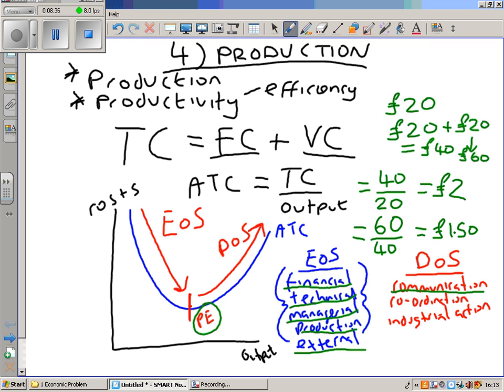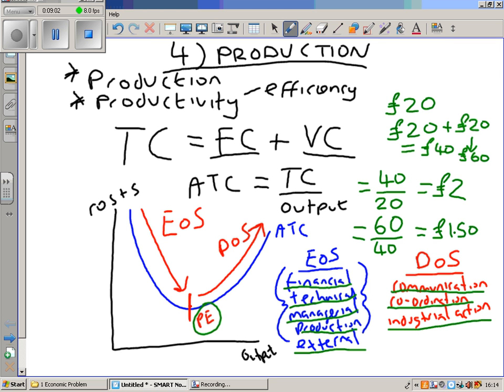Coordination problems. If you've got a massive workforce due to a massive output, it's very difficult to make sure all them staff know exactly what they're supposed to do. That might mean that staff are duplicating each other's work, again making mistakes. It may be difficult to supervise that number of staff, which means that some staff might not work as hard as they should do. Again, that starts to raise costs.